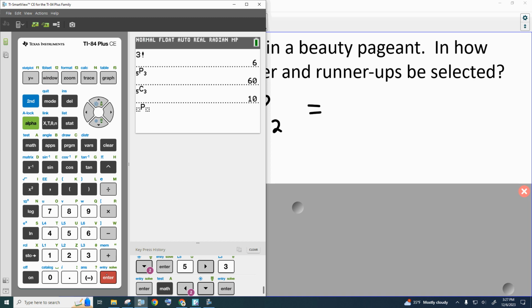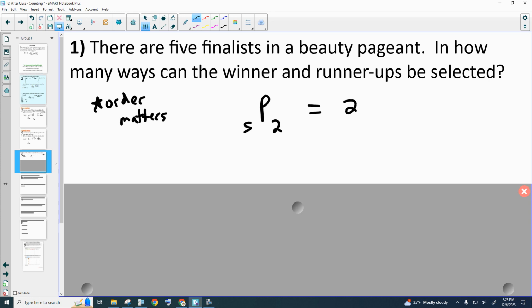If you have a calculator where it doesn't let you put them in like this, you would just have to type in a number first, and then hit that button, and then type in the second number after it. So the n would come first. In this case, it's 5, choose 2. Permutation, enter, I would get 20 different possible combinations. All right? 20 different ways that would work.